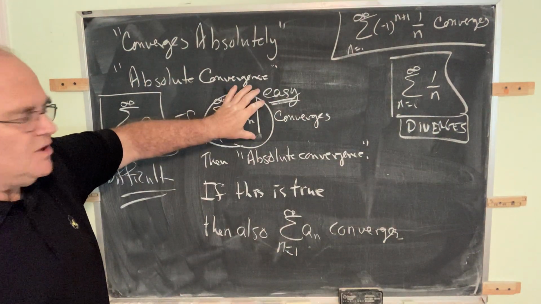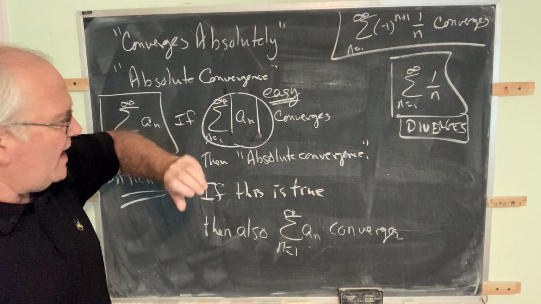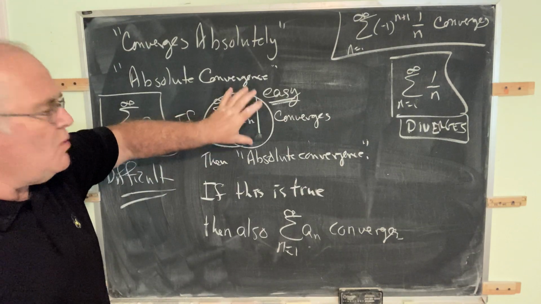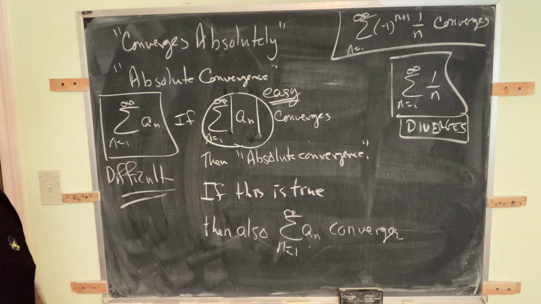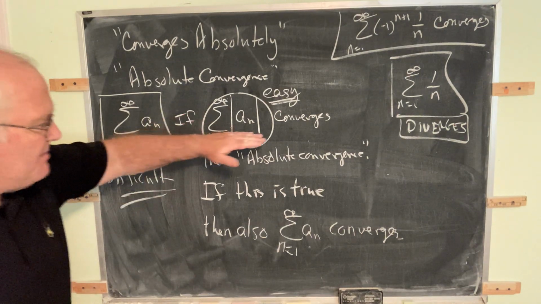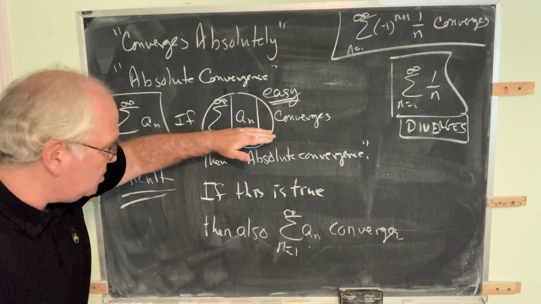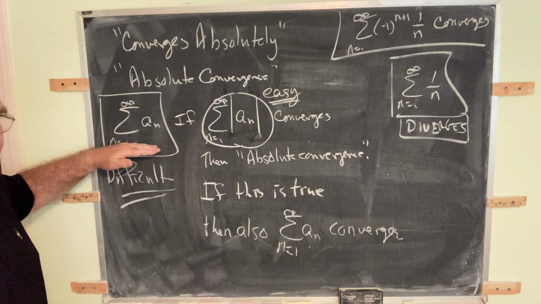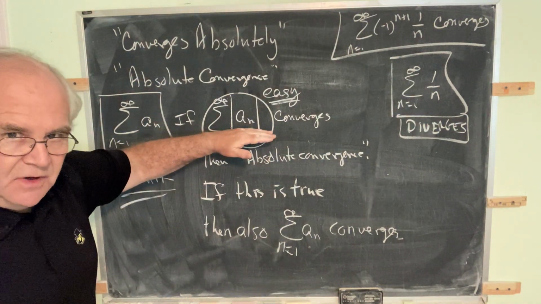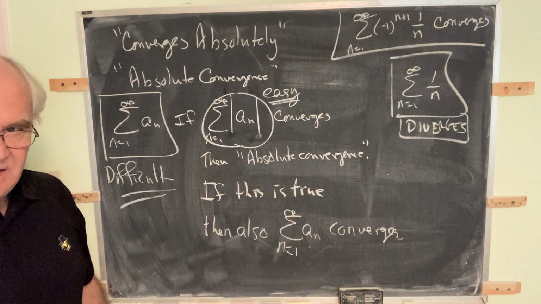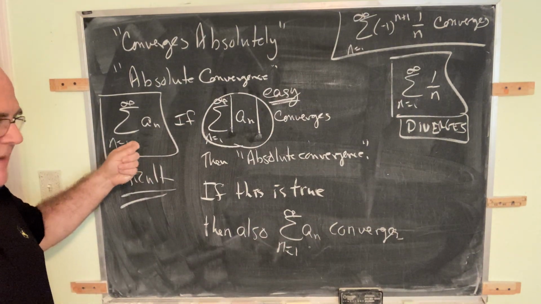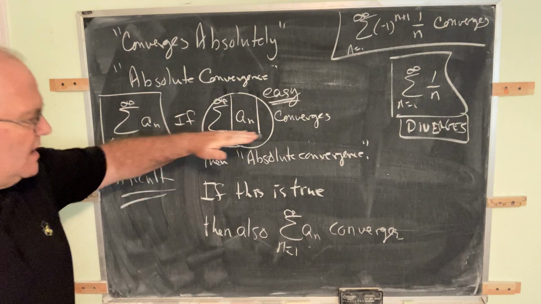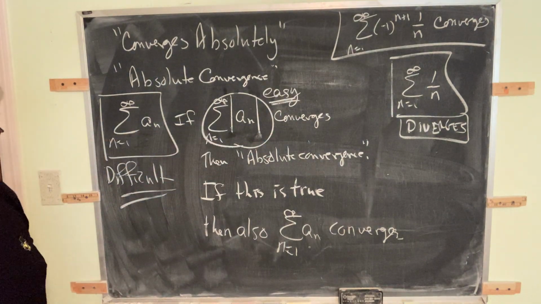What if the absolute values do not converge? If the absolute values do not converge, then you went on a wild goose chase. You don't know anything about the original. If the absolute values converge, then you get this one for free. If the absolute values do not converge, then you haven't learned anything about this. All right? It might not, there's no telling. But if it does converge, then you get this one for free.